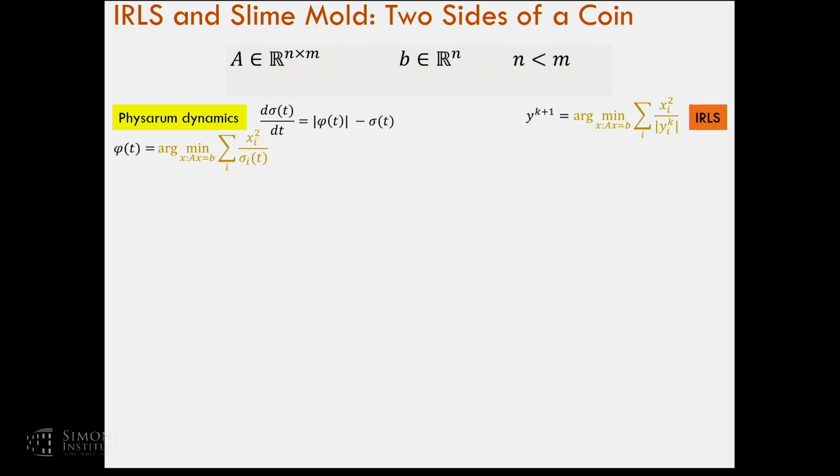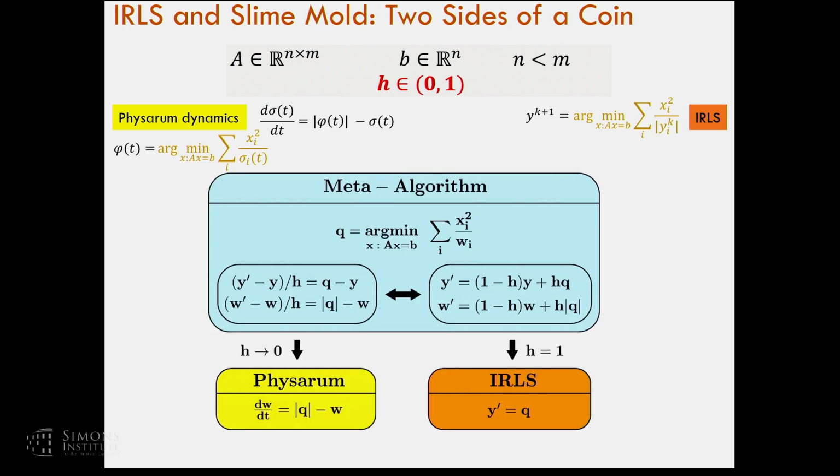So it turns out that the way to view that, the first thing we need to do is to fix time, because in one case time is discrete, and in the other case time is continuous. So we introduce a parameter h, which you can think of as something which is between 0 and 1. 0 means continuous time, and 1 means discrete time. And then we introduce two sets of variables. Both of these dynamical systems have one set of variables, so we introduce two sets, one corresponding to each of them, and consider the following algorithm, which we call the meta-algorithm.